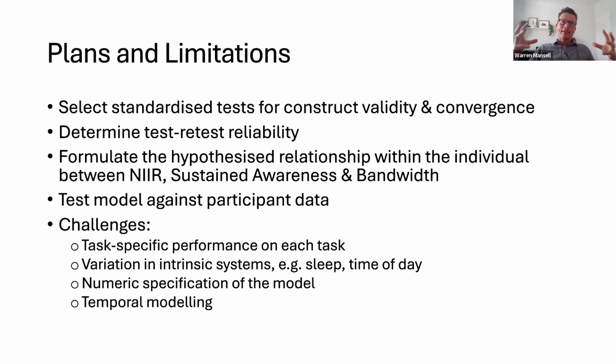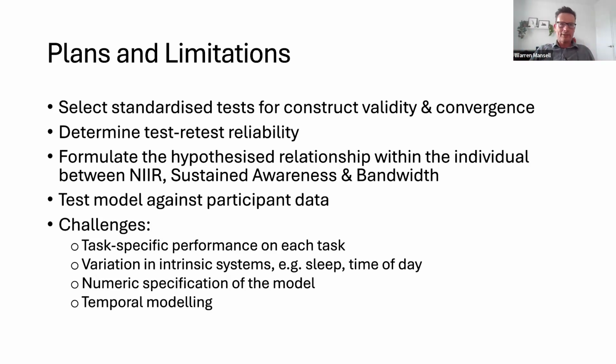What are the plans? The plans are to combine these novel measures with standardized tests to show construct validity and some convergence of them, assessing the same constructs. We hope to show there's test-retest reliability. But I guess the key is when we can get to the point of formulating what this relationship is between novel information integration rate, sustained awareness, and bandwidth, and then test that model against the participant data, and see that the individual's data corresponds to that mathematical functional relationship between those elements.